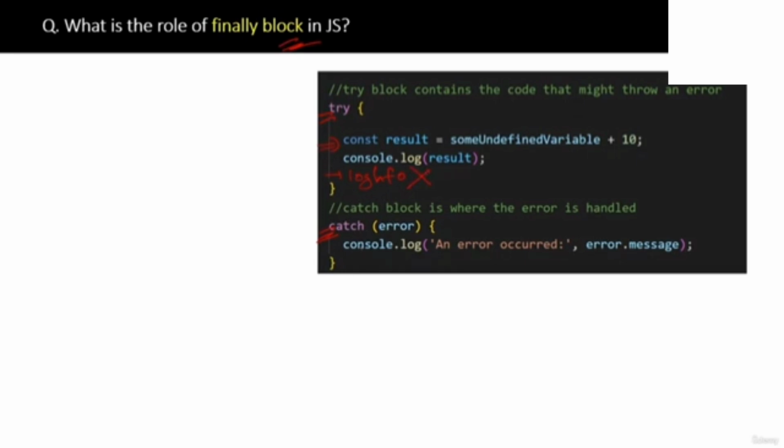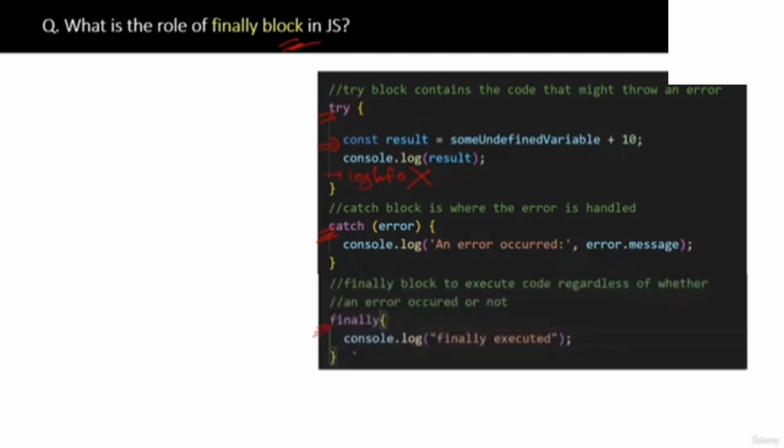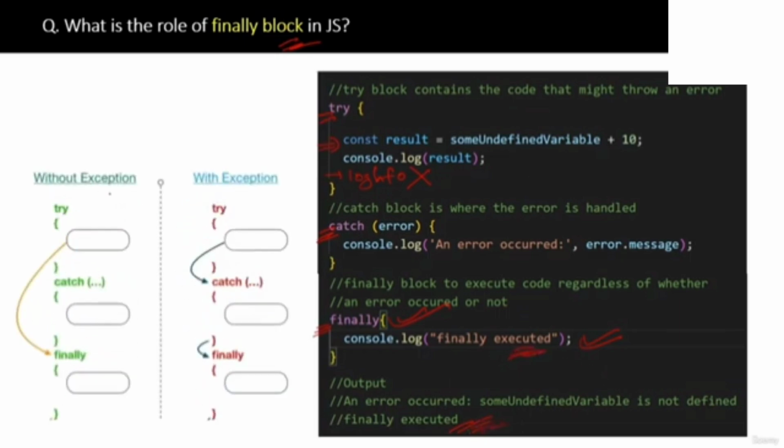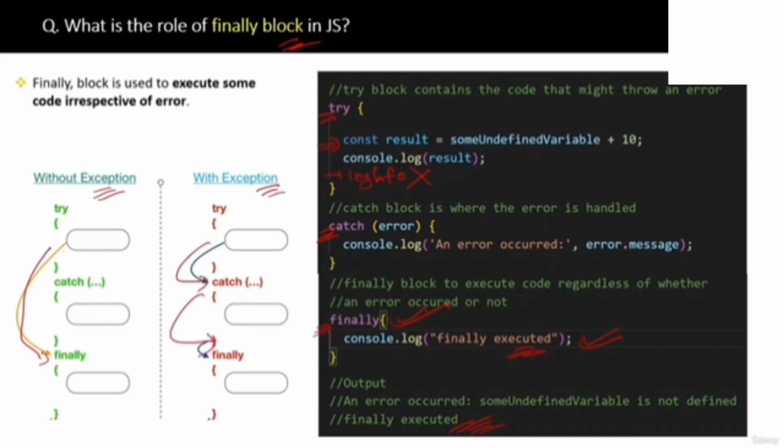Now to always execute this kind of code, we can have a finally block like this in our code. Whether an error occurs or not, the code inside this finally block will always execute no matter what happens. See the output, the code inside finally executed even after the catch block after the error. And here is the diagram that shows how finally will be executed when there is no error or no exception, directly after the try block, and with exception, also after the catch block. Finally, the definition is: finally blocks are used to execute some code irrespective of error.